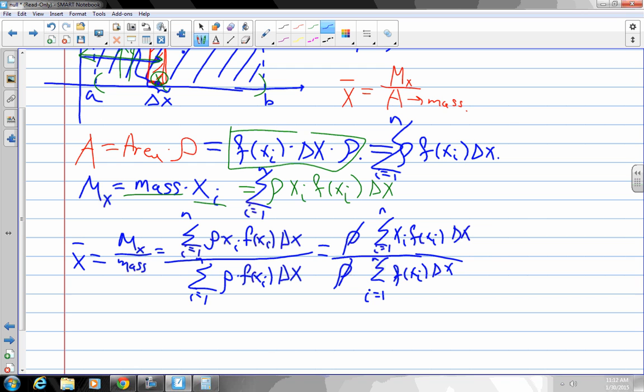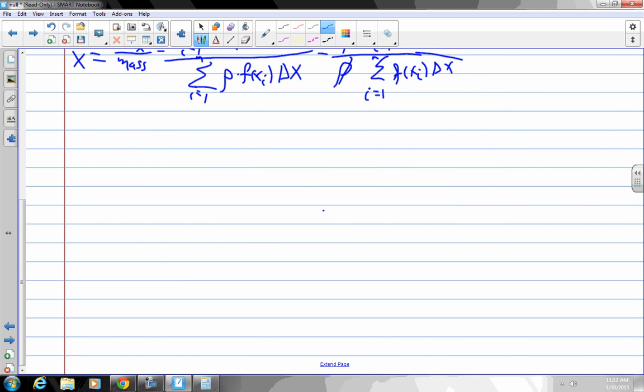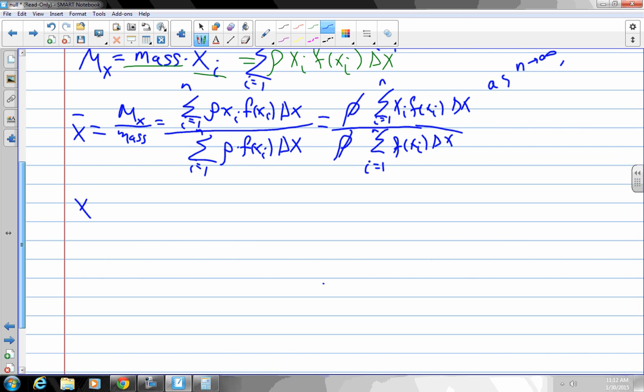So the rhos cancel, and as n runs to infinity, x bar will become just the integral from a to b, x f of x dx, over the total mass, which is simply, in this case, the area under the curve, just the integral of f of x dx.